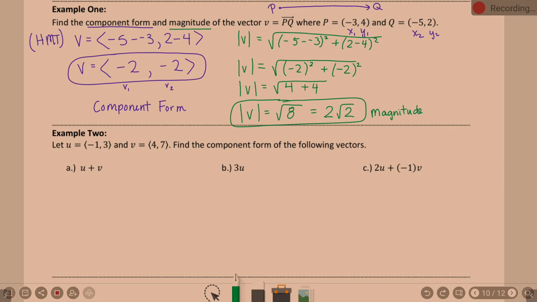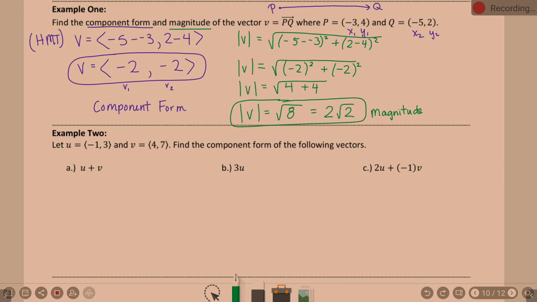Okay? So that's one or two topics you'll be looking at in homework. Component form and magnitude. It's basically a plug and chug. Okay? Okay. Ready for example 2?